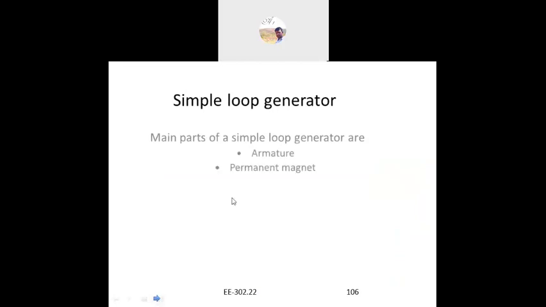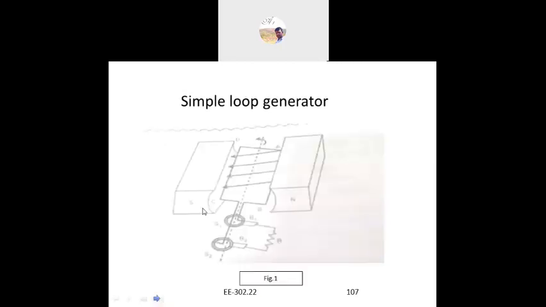We are taking a simple loop generator. It has an armature and a permanent magnet. The armature is nothing but a wire wound as one coil. It has a permanent magnet, two slip rings and two carbon brushes. Here are the north pole and south pole, and the magnetic flux goes from the north pole to the south pole.